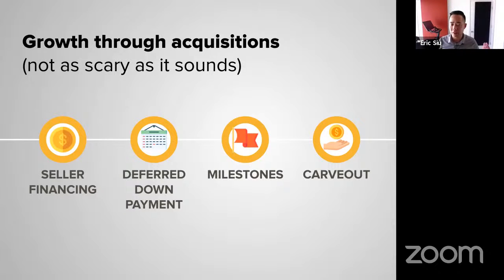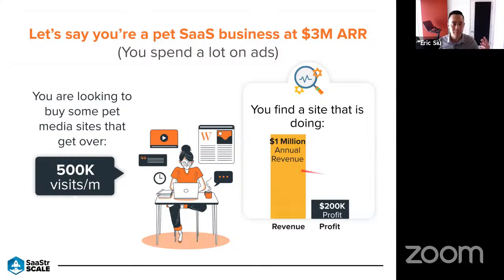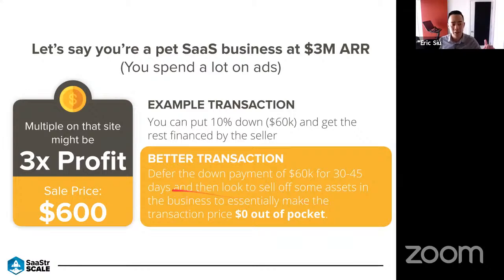So what do I mean, Eric? What are you saying right now? So let's say you're a pet SaaS business and you're at 3 million ARR and you spend a lot on ads, example I gave earlier. You're looking to buy some pet media sites that get over 500K visits a month. So let's say you find a site that's doing 1 million in annual revenue and 200K in profit. Okay. You're not going to pay $1 million for it. You're going to pay less. Let's say the multiple on that website is 3x. So you pay 600K. All right.